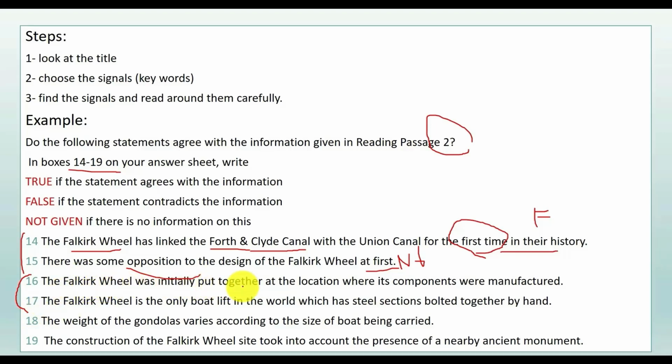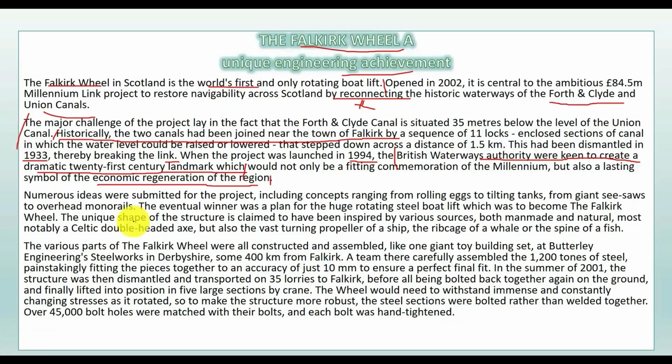Now let's go to the next set of our questions. The Falkirk Wheel was initially put together at the location where its components were manufactured. Okay, initially put together where its components were manufactured. We're going to look for something about manufacturing. Now, let's go back to our passage. Just skim the passage and find the relevant parts that we need for finding our answers. Okay, I'm going to skim it just by my eyes.